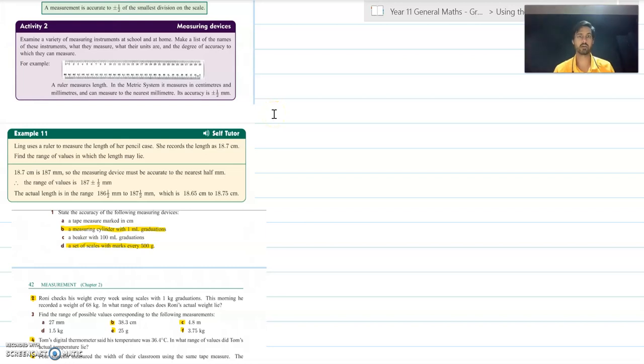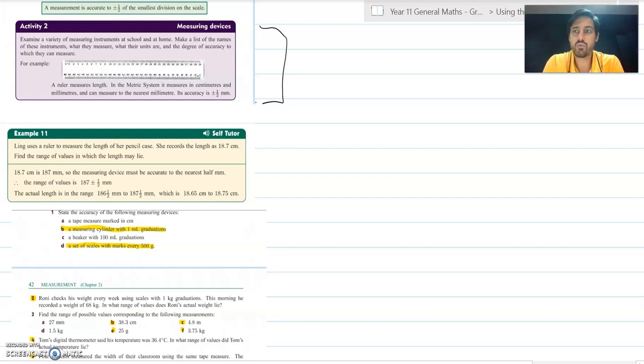G'day Year 11s. Going to do a video for you to explain the concept of error with measuring devices. Quite often it is the concept that people actually have an issue with. It's not necessarily the maths, because that's relatively simple, but it's the idea that measuring devices could possibly be slightly inaccurate that people tend to have the problem with. So the Activity 2 section here is what we're going to look at first for the explanation.